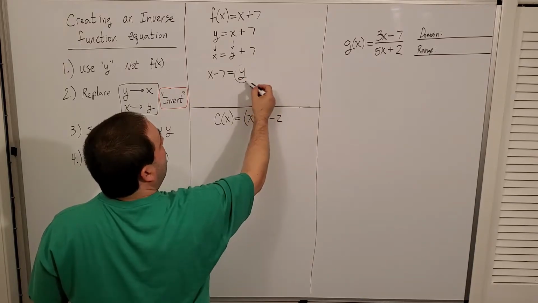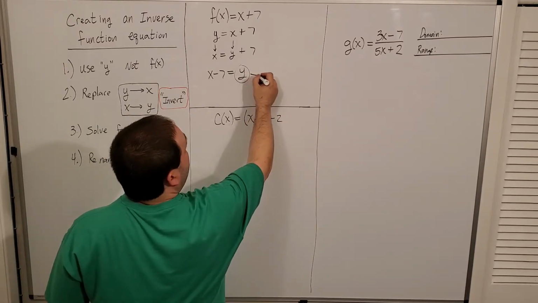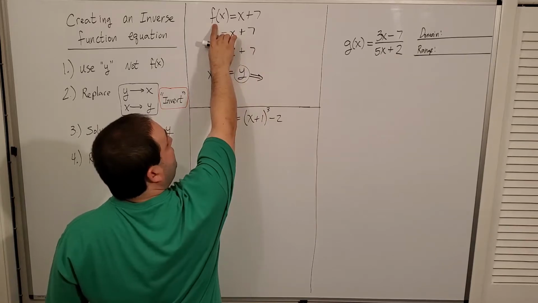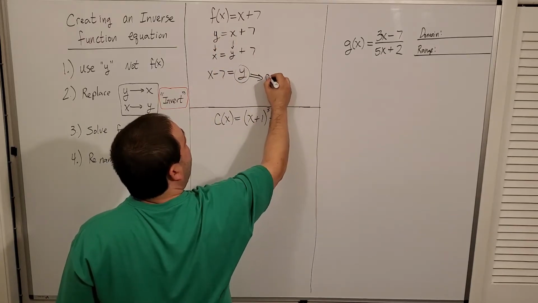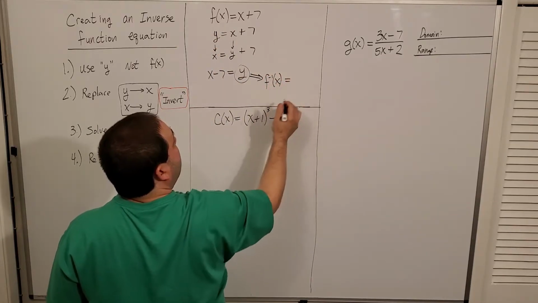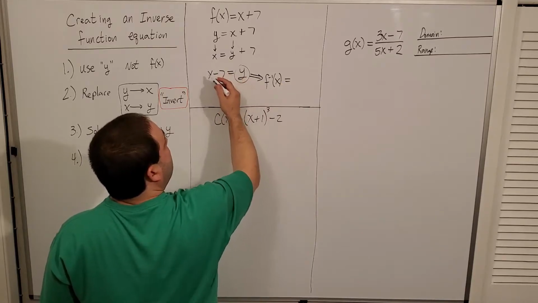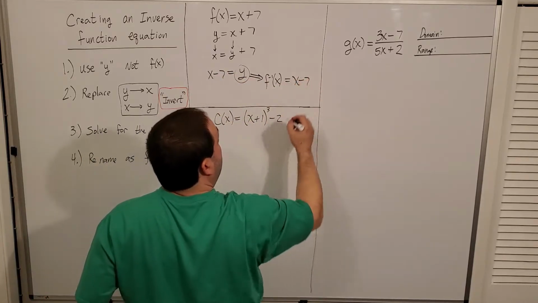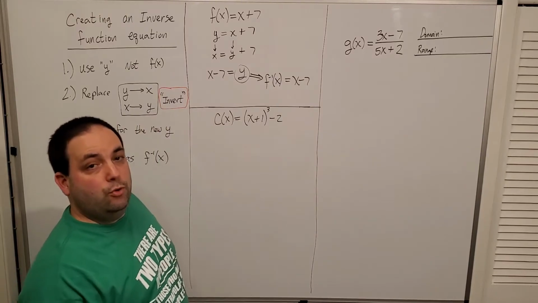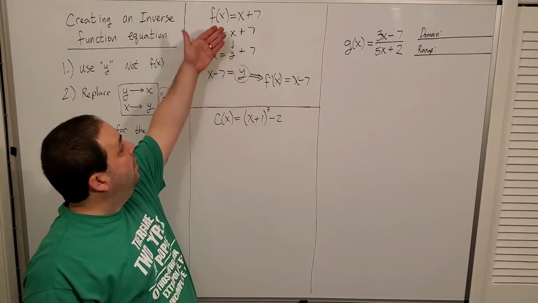And now, instead of y, I will use the inverse of the original name. That will be f inverse of x. And what is it equal to? x minus 7. And if you remember earlier, that was the one we proved was actually the inverse of x plus 7.